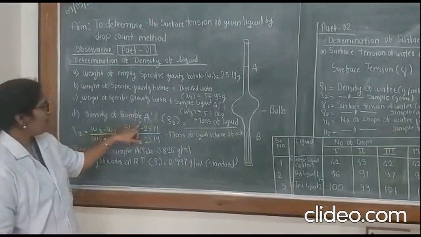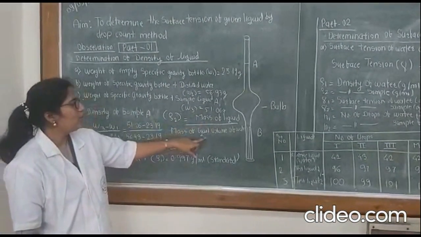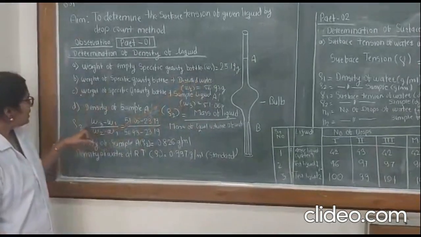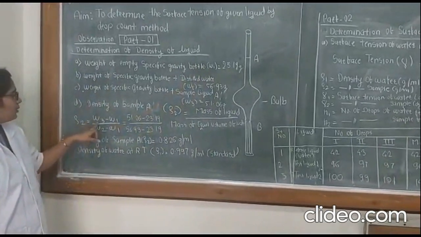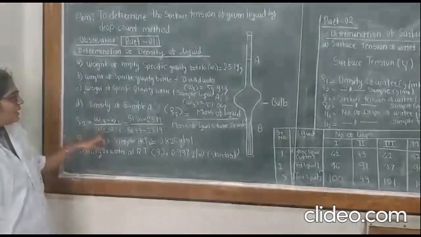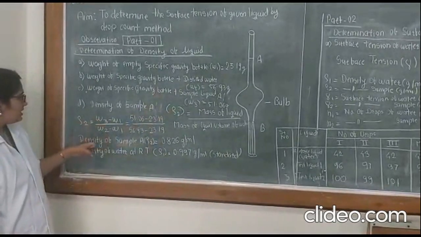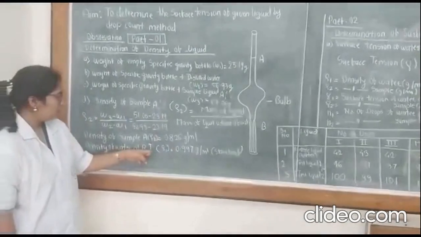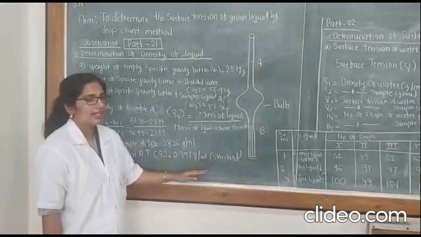Then the density of sample A is calculated by the equation: mass of the liquid divided by mass of the equal volume of water. So the density of sample is equal to W3 minus W1 divided by W2 minus W1. From that we will get the density of unknown liquid. So here the density of unknown liquid is 0.82, and the density of water at room temperature, this is a standard value, is 0.997 gram per ml.